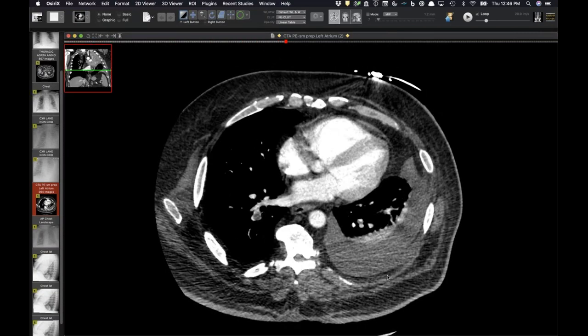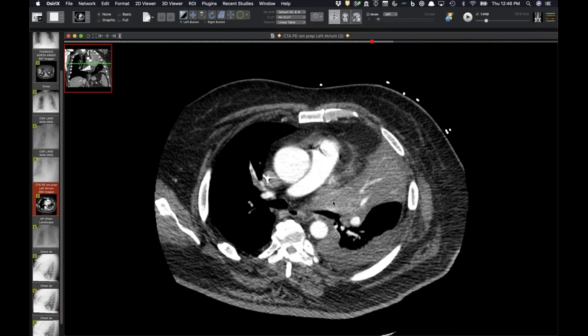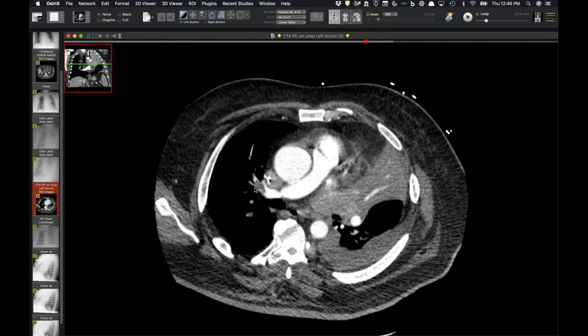And this was from a couple of days before. So it was known, and this is from melanoma. There's a big hilar metastasis here obstructing it. You probably noticed as I was scrolling through, had pulmonary emboli.